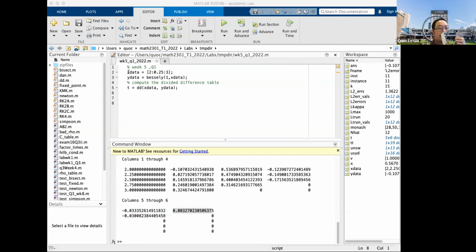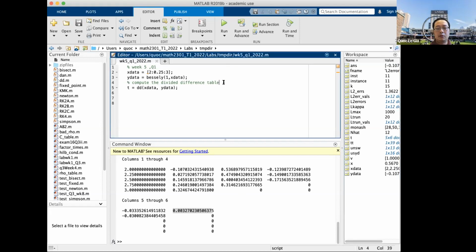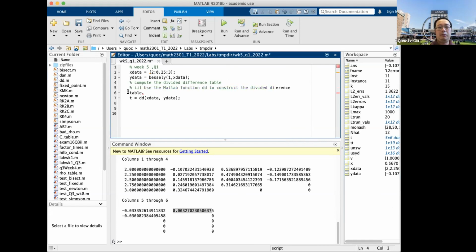And now the next step of the question: if you look into the question, you see that the second step is you use dd to construct the divided difference table. And then, so maybe that is question number 2. Let me copy the question here. Okay, then the next, so this is question number 2.